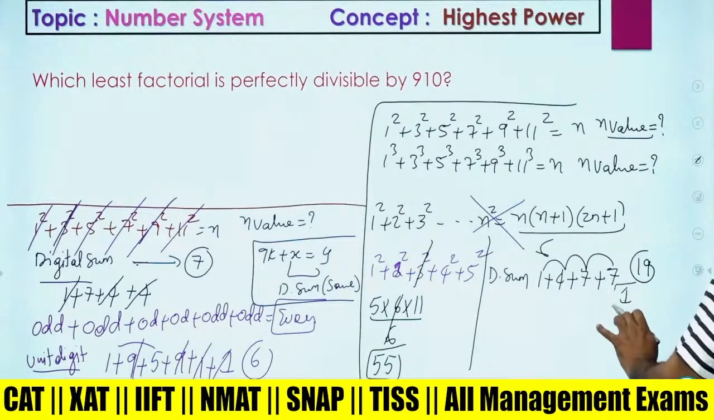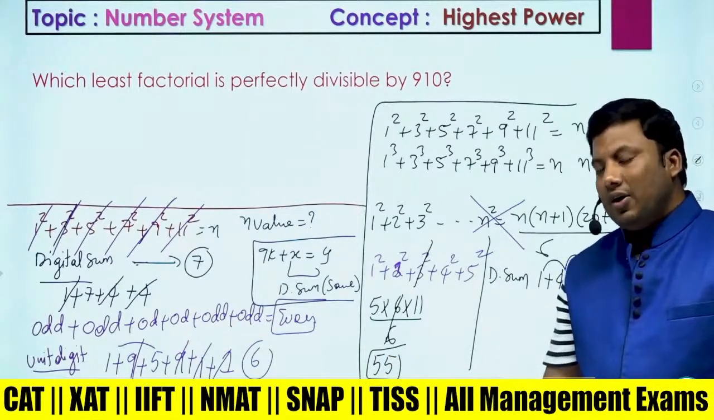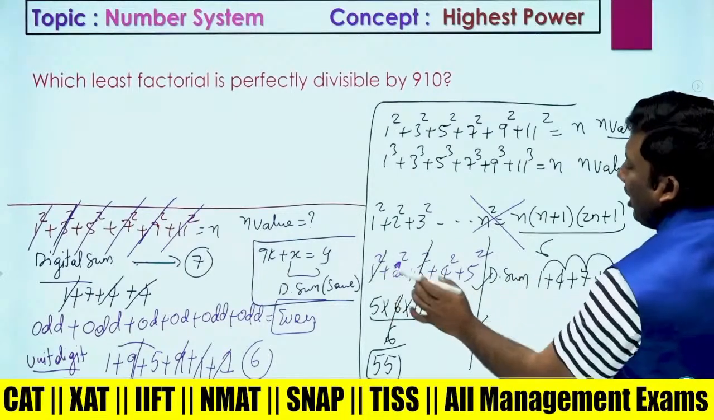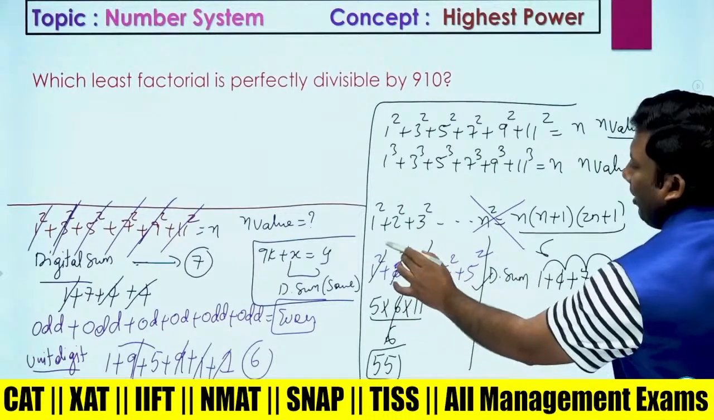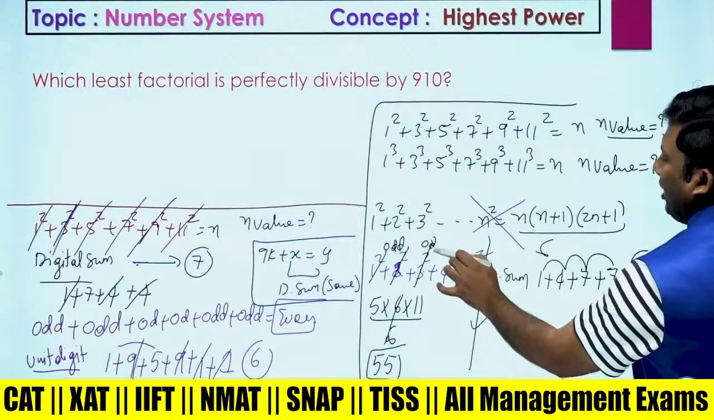19 digital sum is 1. 5 plus 5, 10. What is the digital sum? 1. Digital sum 1. Next, it is an odd number. Even number. Odd plus even, it is odd.